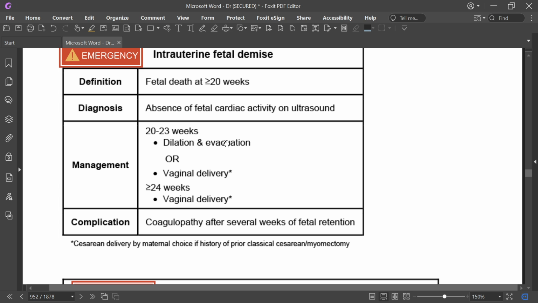So intrauterine fetal death: fetal death more than 20 weeks is called intrauterine fetal demise, with absence of fetal cardiac activity on ultrasound. Management at 20 to 23 weeks is dilatation and evacuation or vaginal delivery; more than 24 weeks, vaginal delivery. A complication is coagulopathy after several weeks of fetal retention.